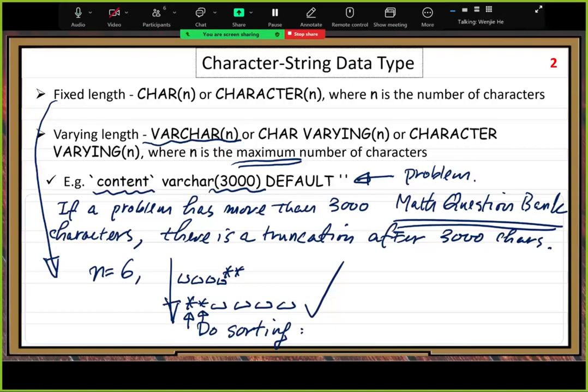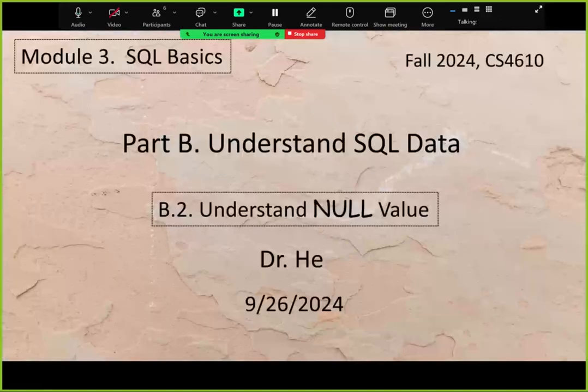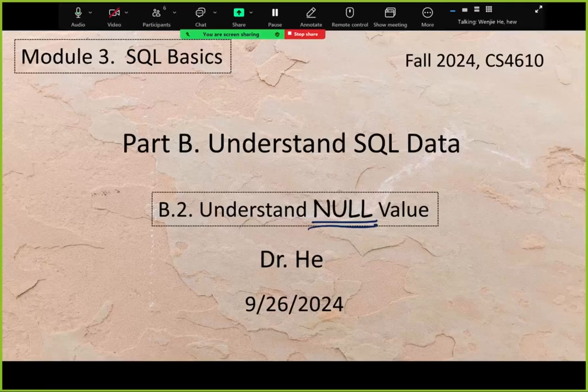Okay. B.2, understand the null value. So this is another important concept, a special data value in SQL. We need to spend some time to understand this null value well in SQL.